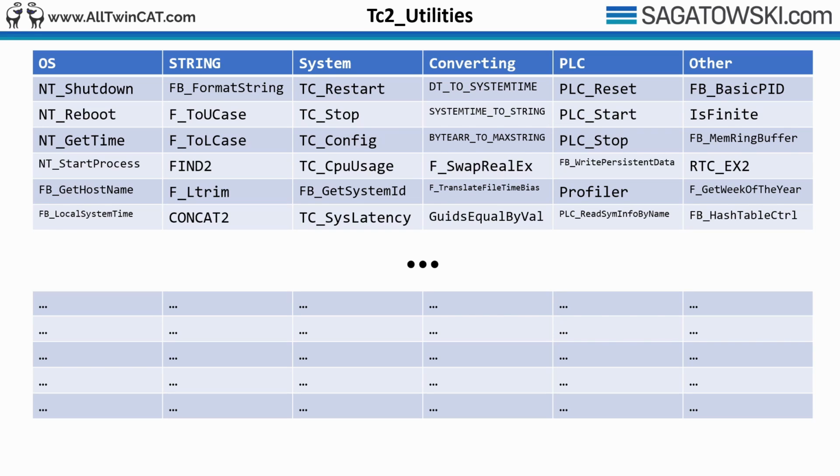In this part of the tutorial, we will look a little bit closer at three function blocks. The first one is FB_MemRingBuffer, which allows data records of varying lengths to be written into a ring buffer. The second one is the function block Profiler, which can be used to measure the execution time of PLC code. The last one is the function block NT_StartProcess, which can be used to start a Windows application from the PLC.